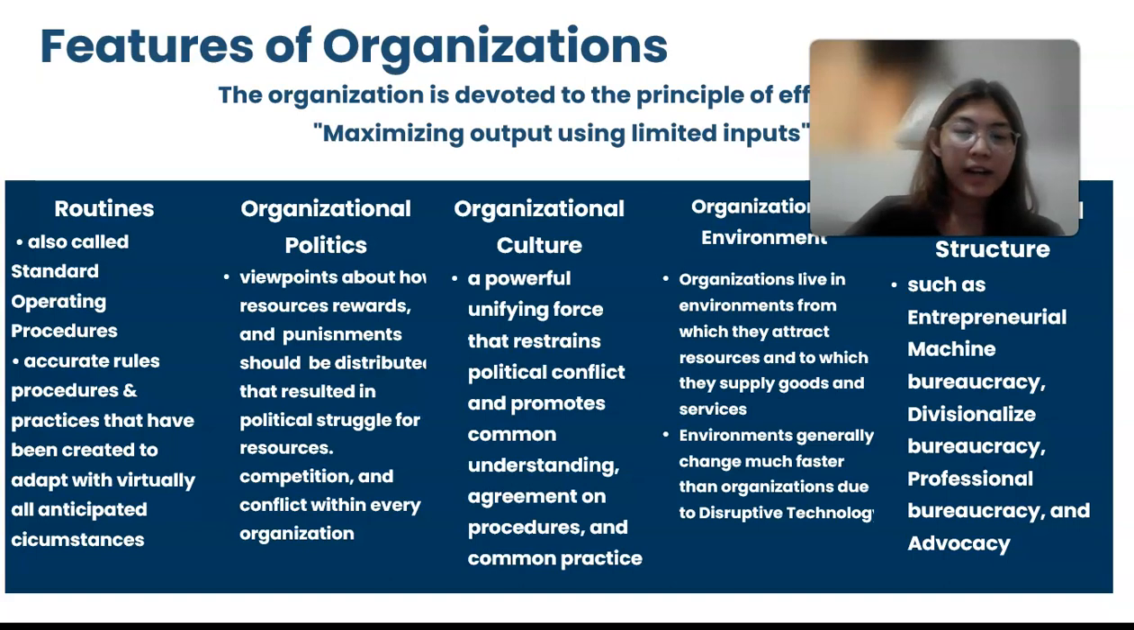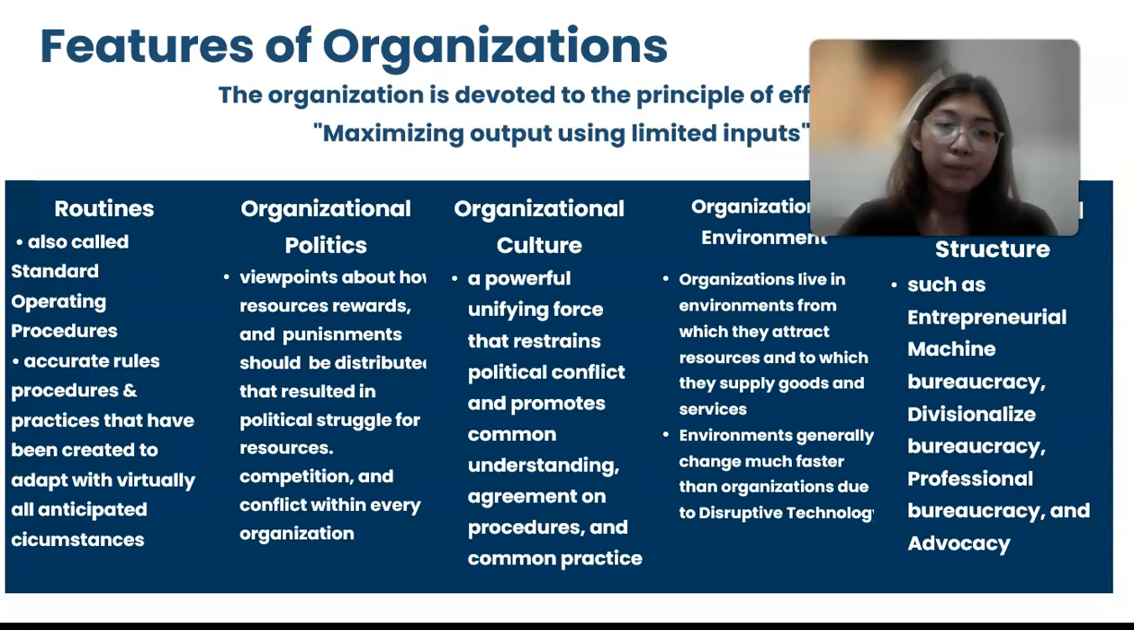Next is features of organization. The main feature of organization is devotion to the principle of efficiency, which is maximizing output using limited inputs. To manage this principle, we have different features of the organizations, which are the routines, also called standard operating procedures. These are the accurate rules, procedures, and practices that have been created to adapt to virtually all anticipated circumstances. Second feature is the organizational politics.